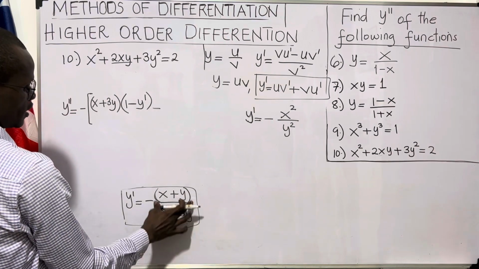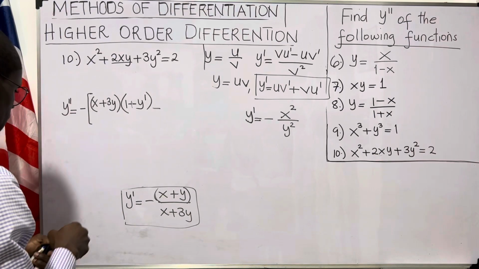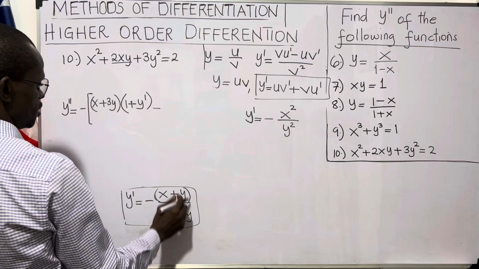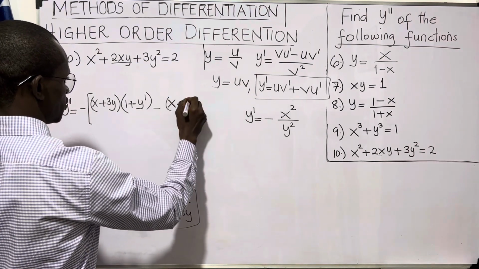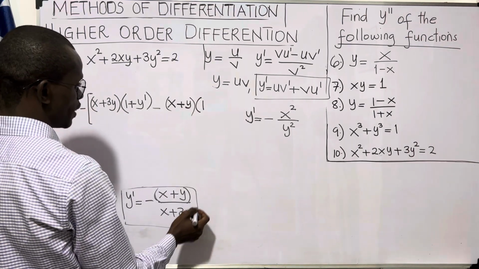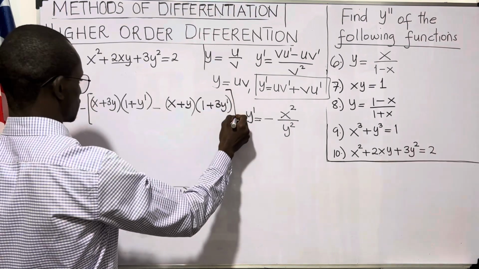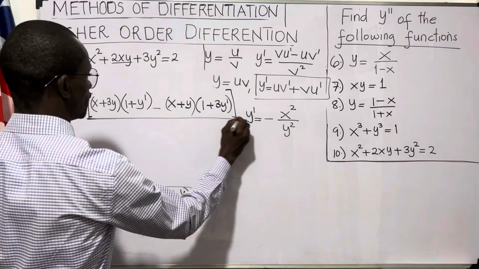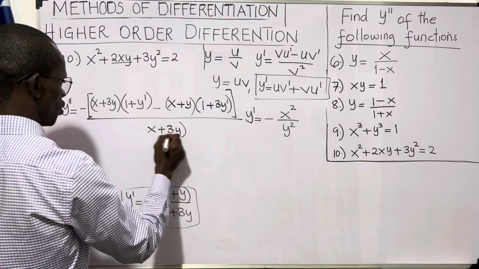So we hold this one now and differentiate this. We have 1 plus y prime. And then minus, we hold the numerator now, which is x plus y, and we differentiate the denominator. The derivative of x is 1. The derivative of 3y is 3y prime. All divided by x plus 3y all squared.